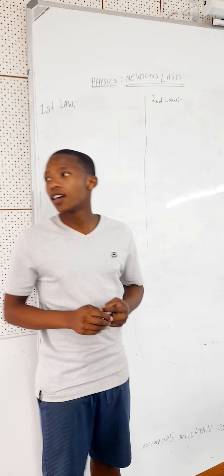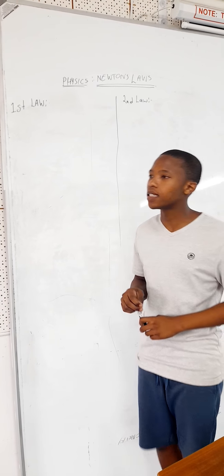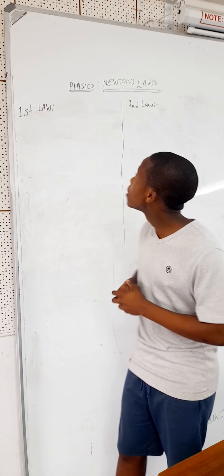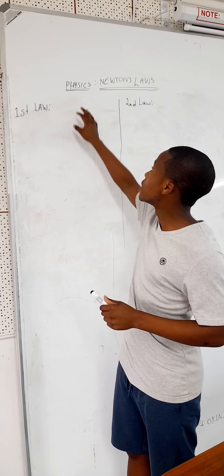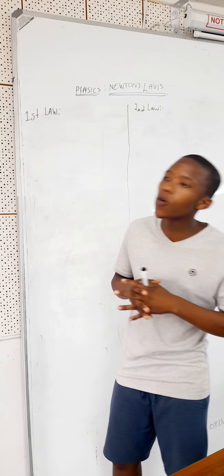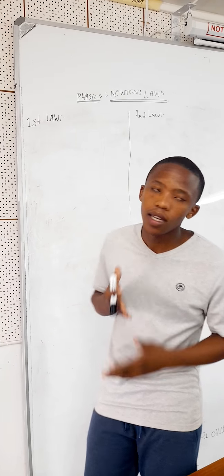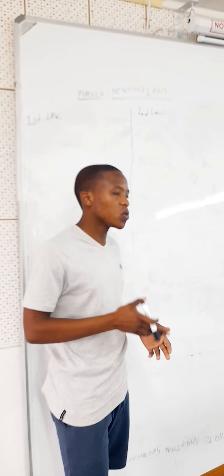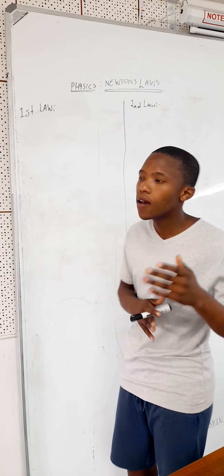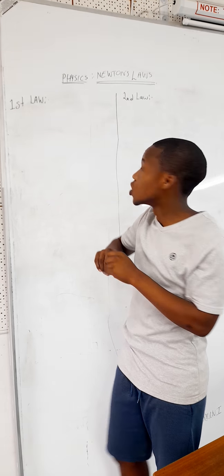Hello guys, in this video we'll be doing physical sciences, which is paper 1 or part 1, the physics. Firstly, we will focus on Newton's laws. Then after Newton's laws, we'll decide whether we go to momentum or vertical motion. But firstly, let's focus on Newton's laws.